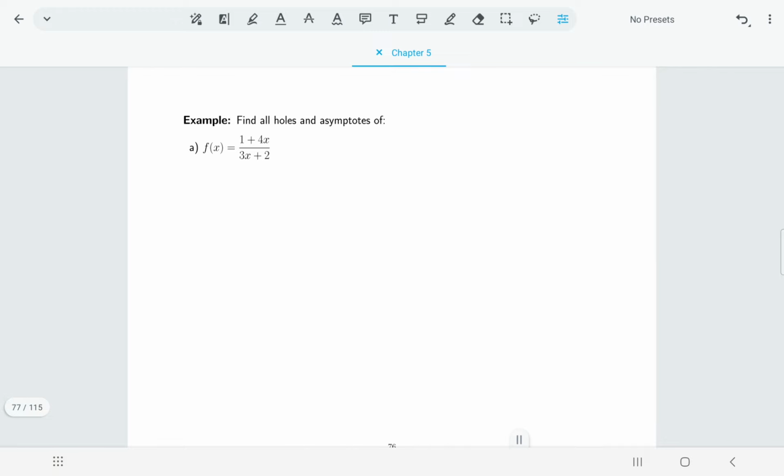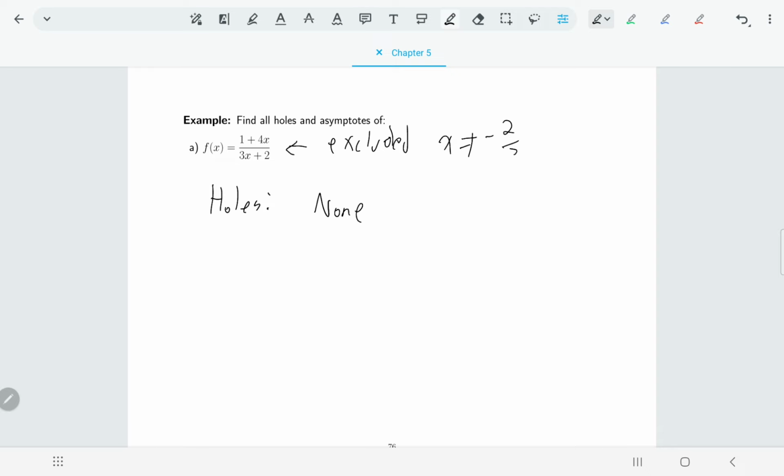So let's start with an example here, and this one is super fast because we don't have any factoring that needs to be done. There's also no canceling that needs to be done. So that's telling us a few things. Right away, we can definitely say that there are no holes. And that's because we have one excluded value, and that excluded value, if we're looking at it, would be that x cannot be negative 2/3.